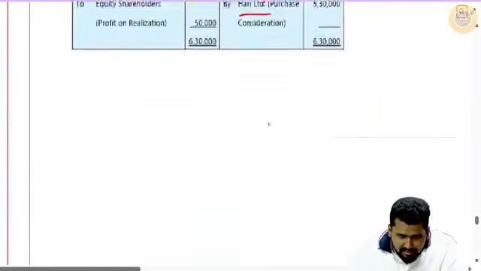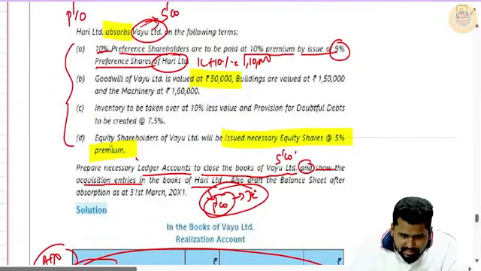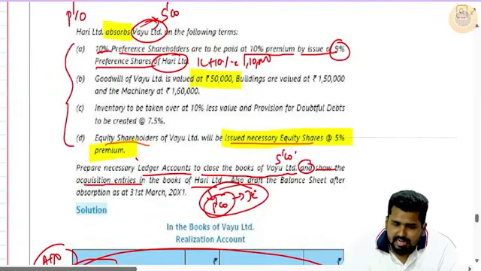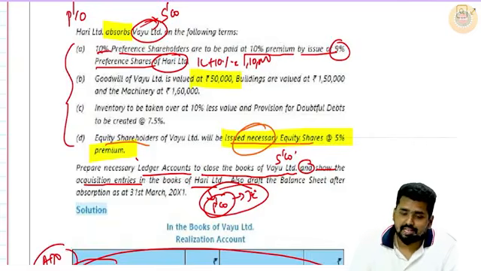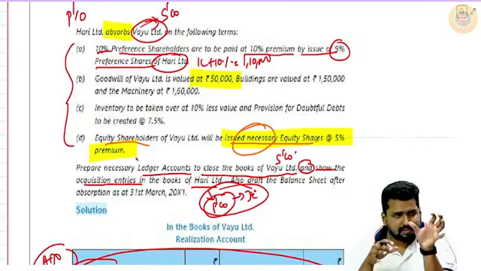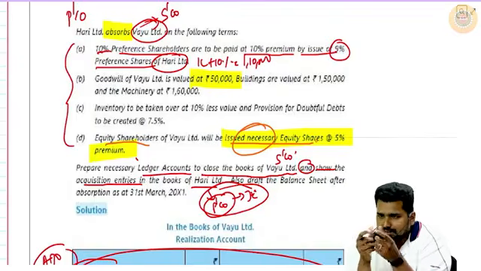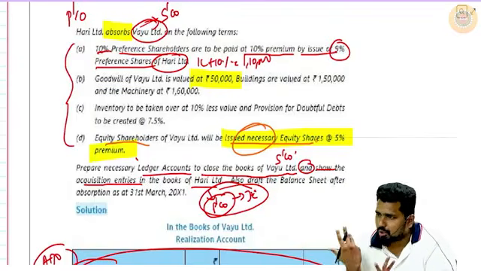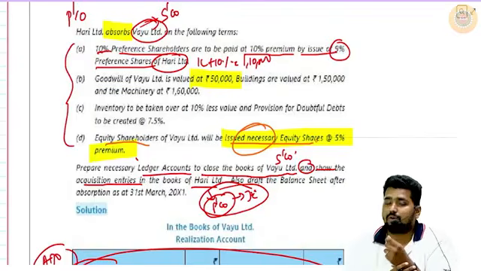How, sir? Here they have given no, sir. Equity shareholders of Vayu Limited will be issued necessary equity shares. But necessary means how many number of shares? If they give 1 lakh equity shares at rupees 10 at a premium of 5%, then I can know the number of shares and the issue price, and I can multiply and get the answer. Necessary means what? I don't know. Therefore, here I cannot follow that method.